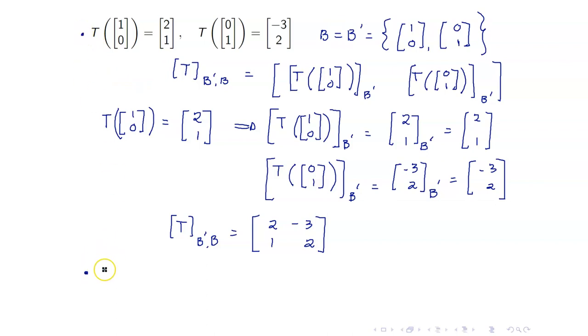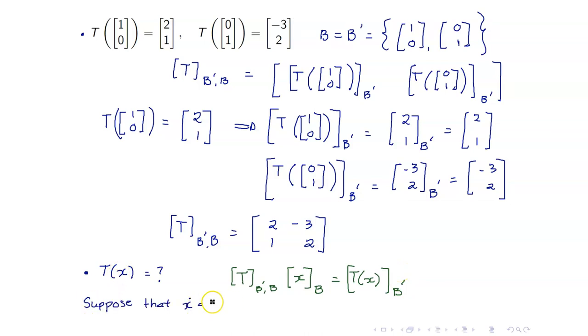For the second one, we want to get T of X. What we will do is we will make use of the fact that we had earlier. When you multiply the matrix representation of T to the coordinate vector of X with respect to B, you get the image of T of X with respect to B prime. Let us suppose that X is the column matrix A1, A2. If that is the case, this will also be its coordinate vector, correct? Because our B here is the standard basis.